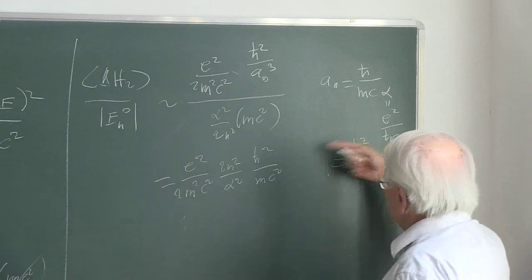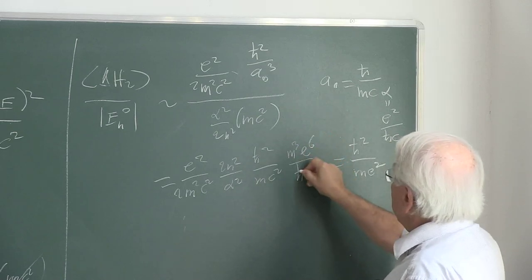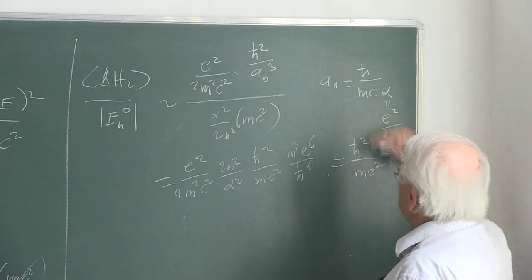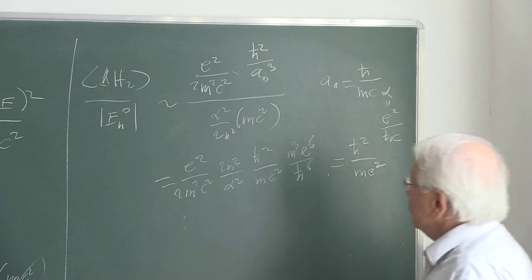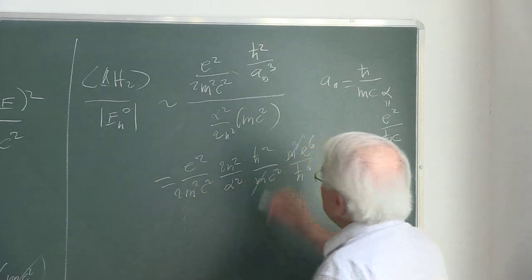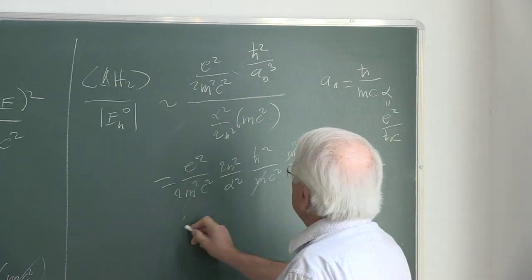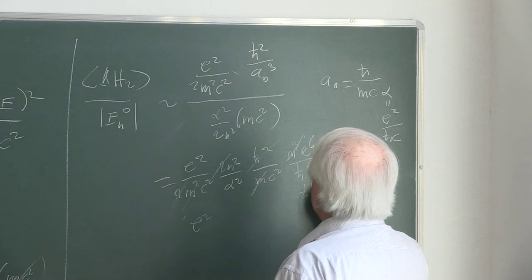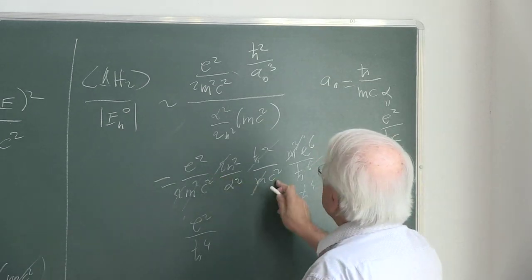1 over a0 cubed is 1 over the cube of this thing, therefore it's m cubed e to the 6th divided by h bar to the 6th power, right? So there will be some cancellations, and then we are going to try to combine them into a group. m squared, then m and m cubed goes away. What is left over is e squared, the twos cancel, and h bar to the 4 divided by h bar to the 4, and there is c to the 4 in here, right?